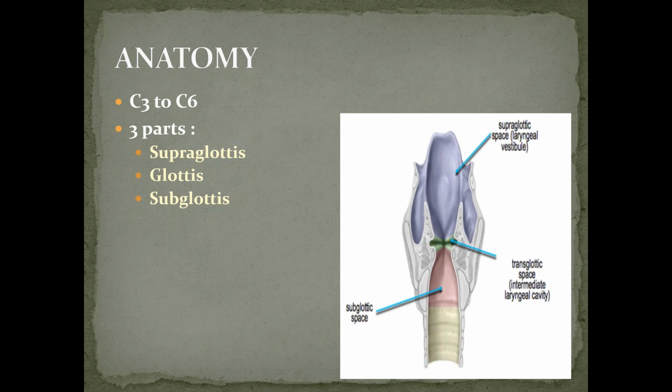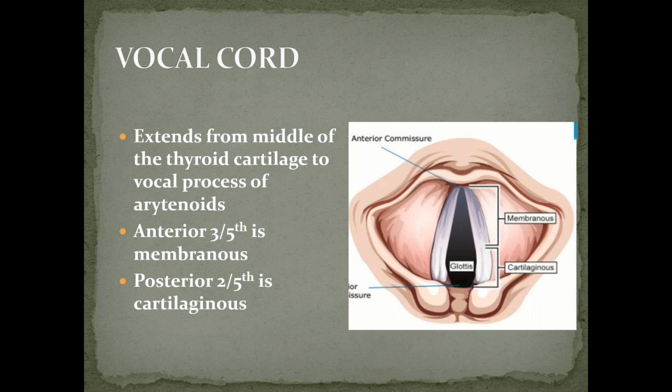You all know the anatomy of the larynx. It extends from the C3 to C6 cervical vertebra. These are the three parts. Vocal cords extend from the middle of the thyroid cartilage anteriorly to the vocal process of the arytenoid posteriorly. The anterior 2/3 or 3/5 is the membranous part and the posterior 1/3 is the cartilaginous part of the vocal cords.